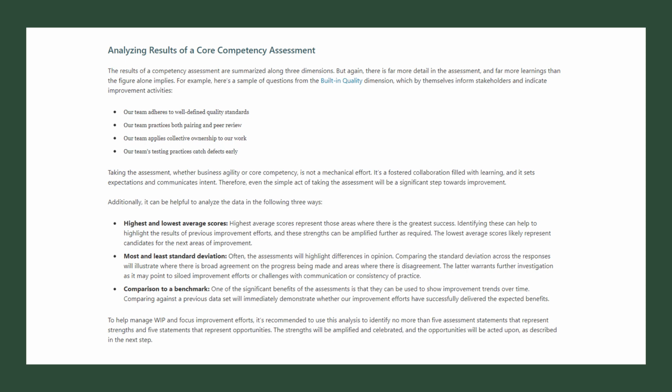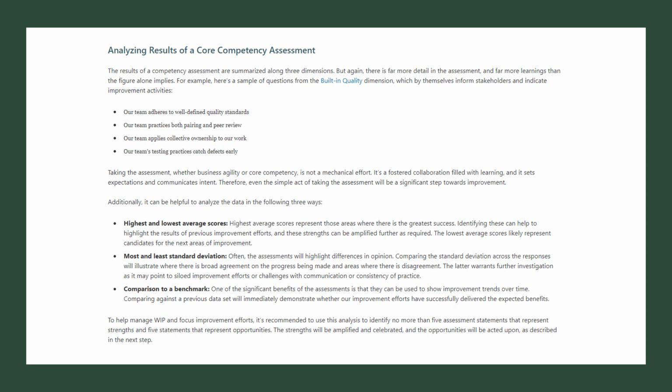So taking the assessment, whether business agility or core competency, is not a mechanical effort. It is a fostered collaboration filled with learning, and it sets expectations and communicates intent. Therefore, even the simple act of taking the assessment will be a significant step towards improvement.